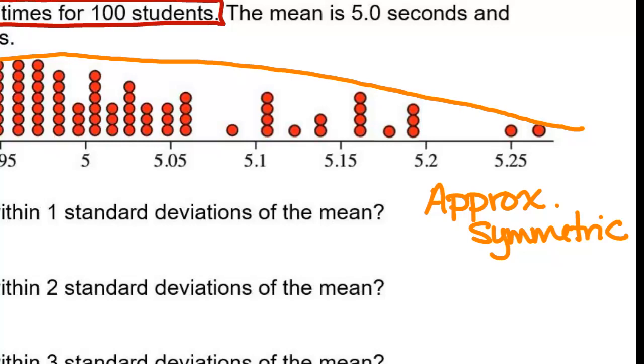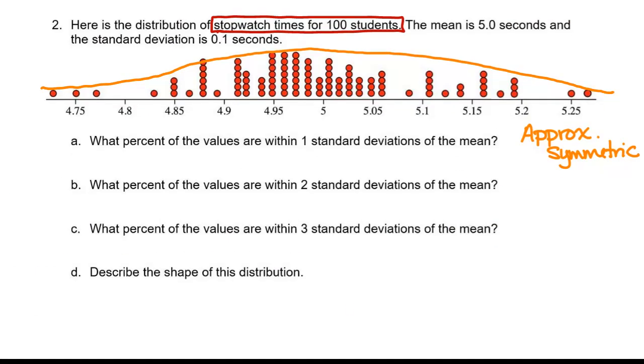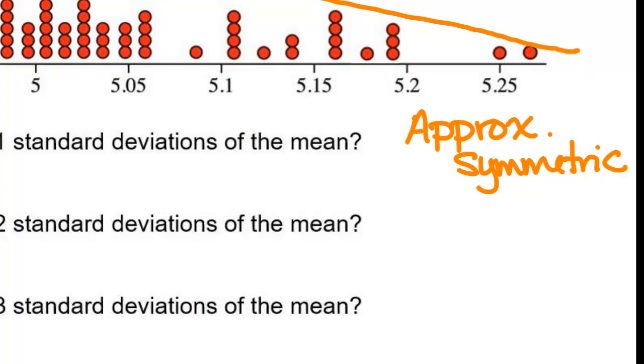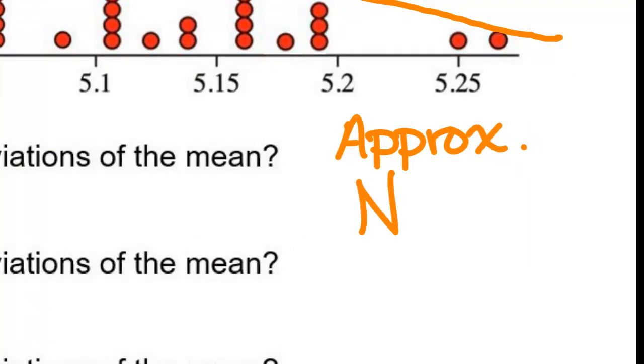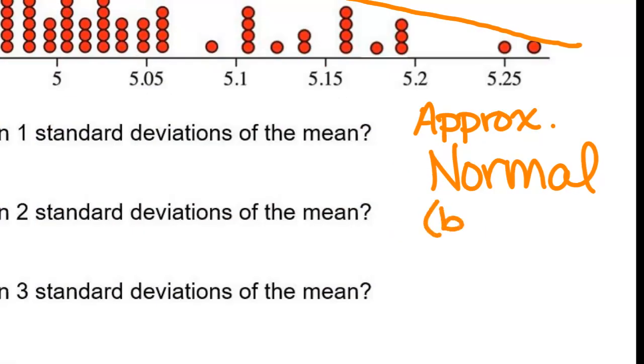Have you guys ever seen a bell-shaped curve, kind of like that. So that bell-shaped curve is called a normal curve. And I kind of see that shape here. I did a really poor job drawing over it, but I see that bell-shaped curve happening here. So instead of saying approximately symmetric, I'm going to call this approximately normal. That bell shape.